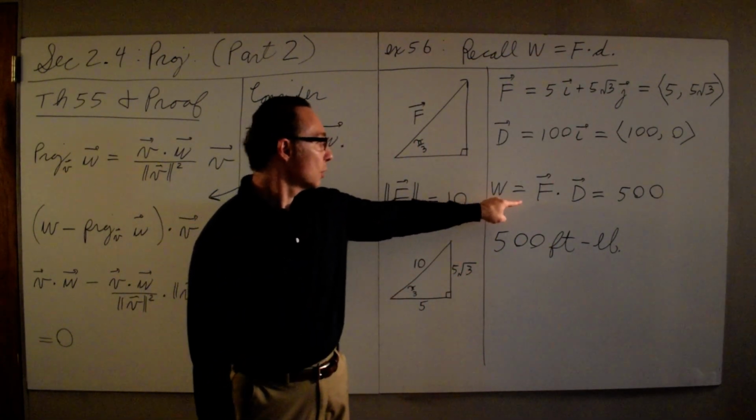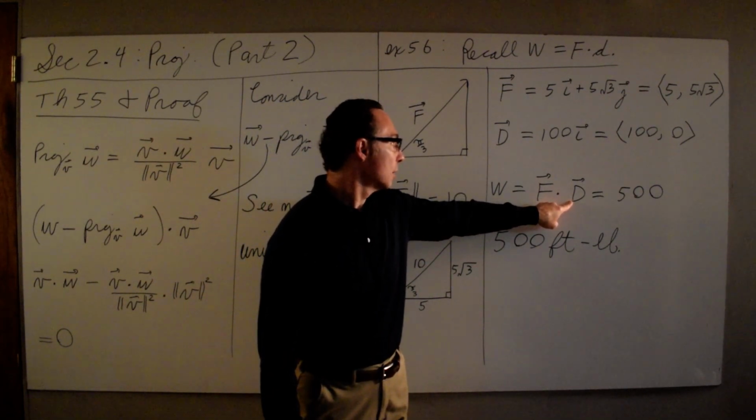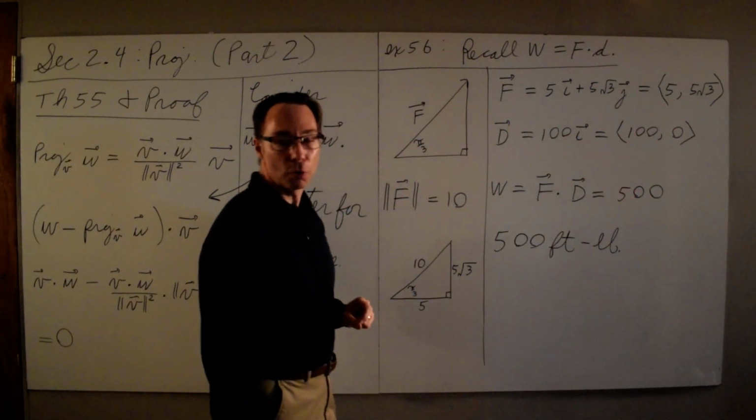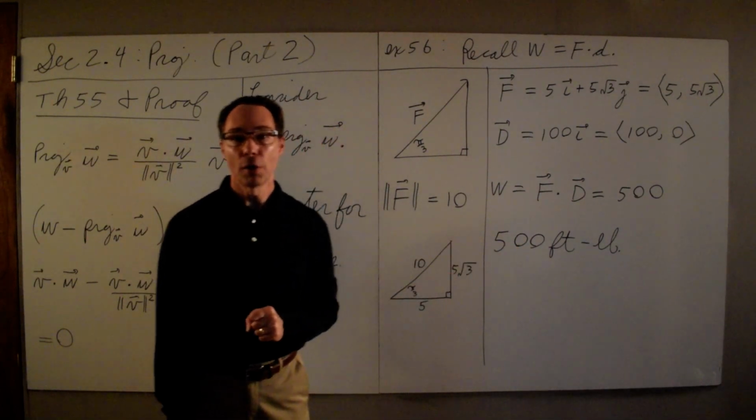Now, work is the dot product of the force vector with the displacement vector, and the dot product of these two vectors is 500, so the work is 500 foot-pounds.